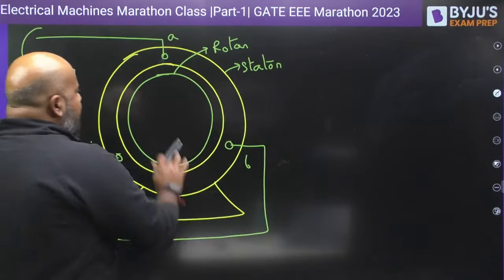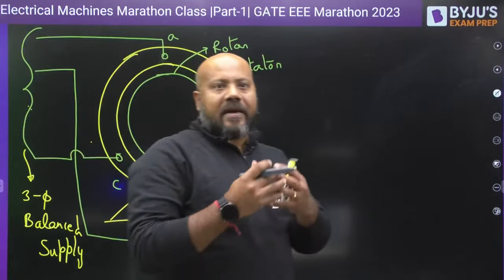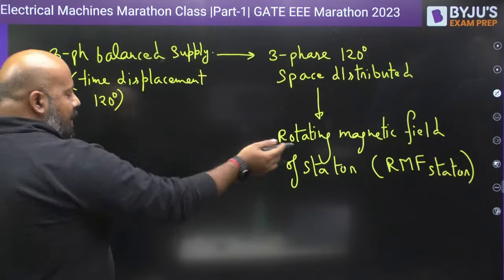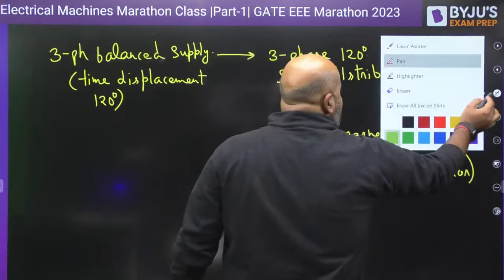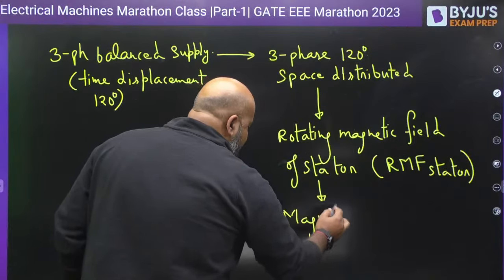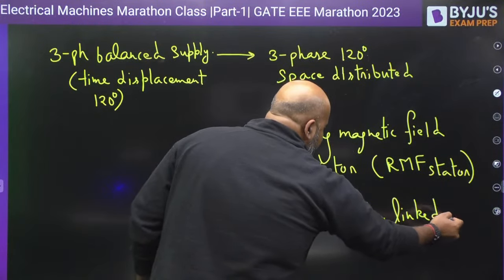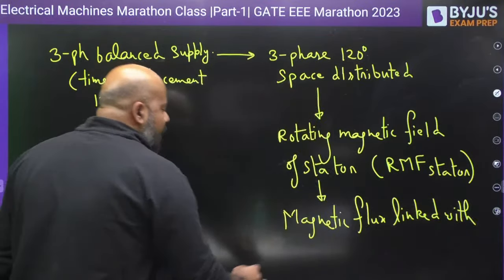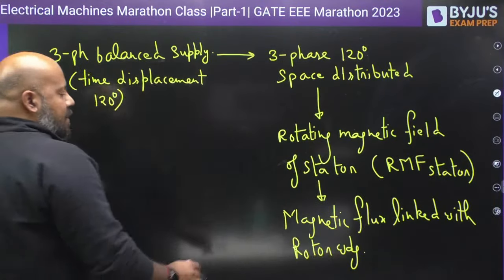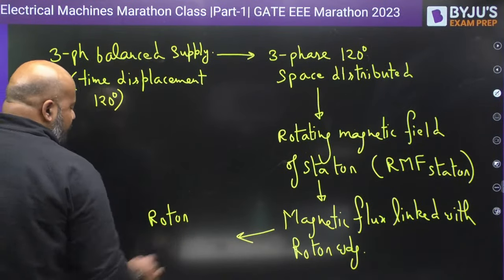Now, this rotor, whether it is a squirrel cage rotor or a slip ring induction motor, is going to have either bars or windings. And in these bars or windings, the magnetic field or magnetic flux is going to be linked. So, magnetic flux linked with rotor windings. One of the most important parts of the discussion is that induction motor rotor windings are always short circuited.